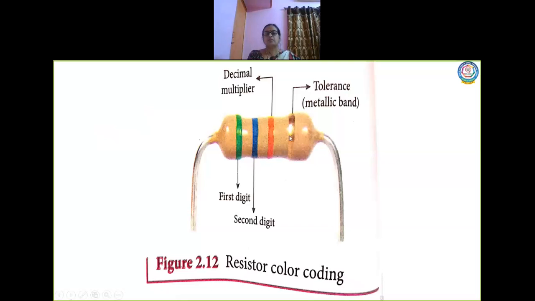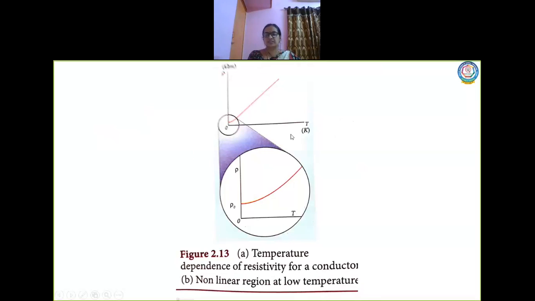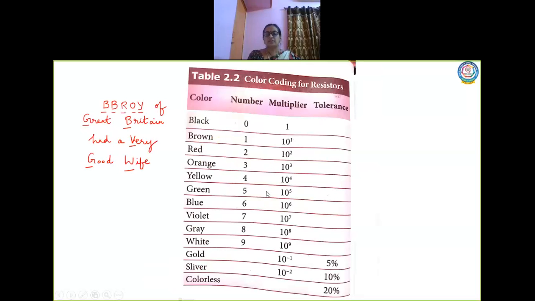Now you have 4 rings here. Okay. Now the last ring will represent the tolerance rate. Actually this is a metallic band. This ring will be either gold in color or silver in color, or sometimes it is colorless. If it is gold in color, the tolerance rate is 5%. If the band is silver, then the tolerance rate is 10%. If it is colorless, then the tolerance rate is 20%.